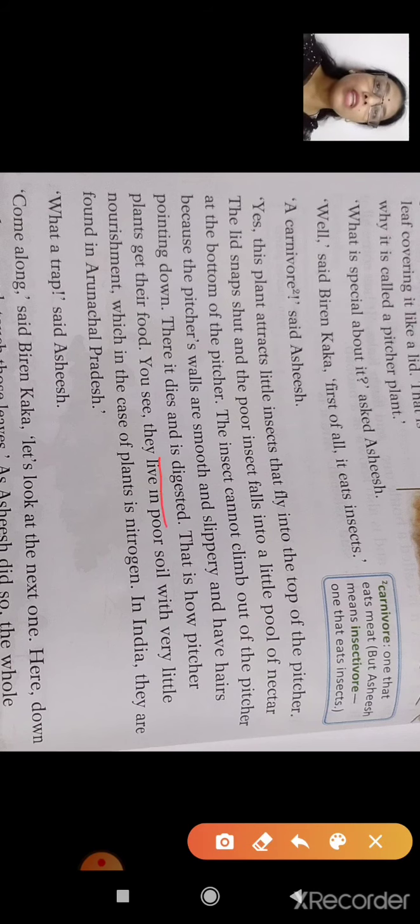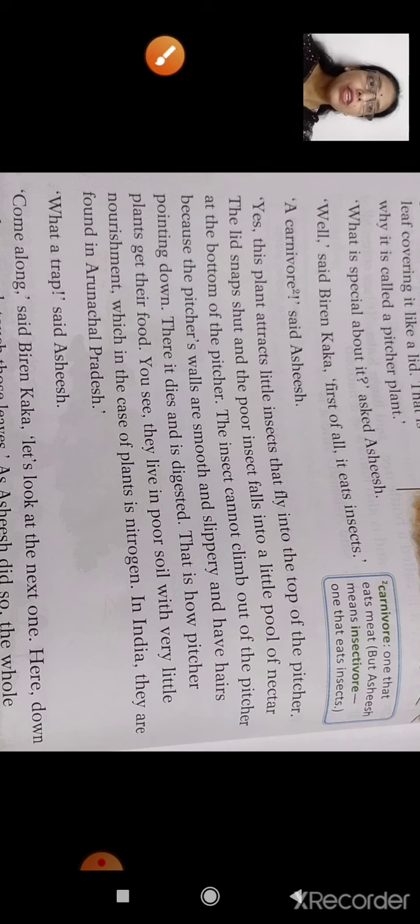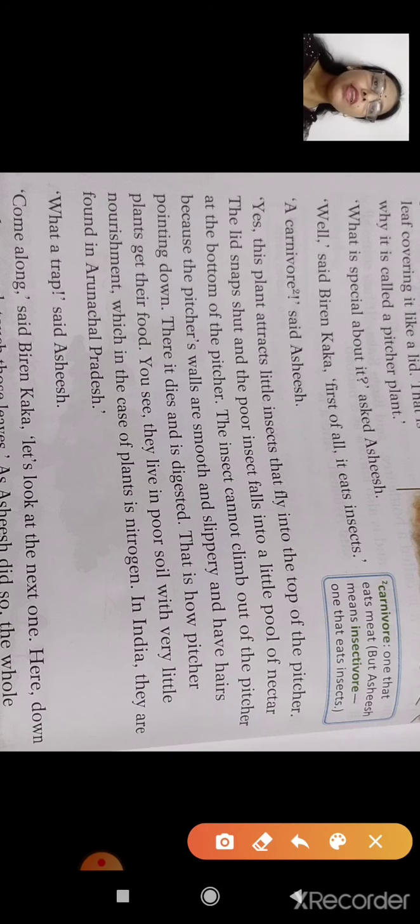Can you see this word digested? Digested means broken down into smaller pieces so that it could be absorbed. The nutrients can be absorbed by the body. So this insect is digested. This is how pitcher plants get their food. You see, they live in poor soil with very little nourishment. What is this nourishment? Nutrients.